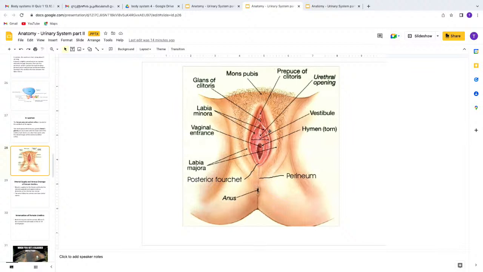So here, this is the photo of our perineum, and this is the glans clitoris, right? Then we have the urethral opening, and then we have the vaginal entrance, right? The space between the urethral opening and the vaginal entrance is called the vestibule.